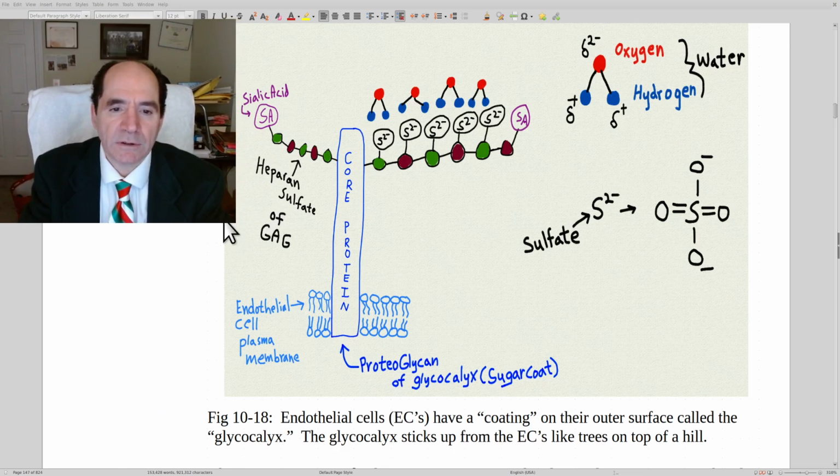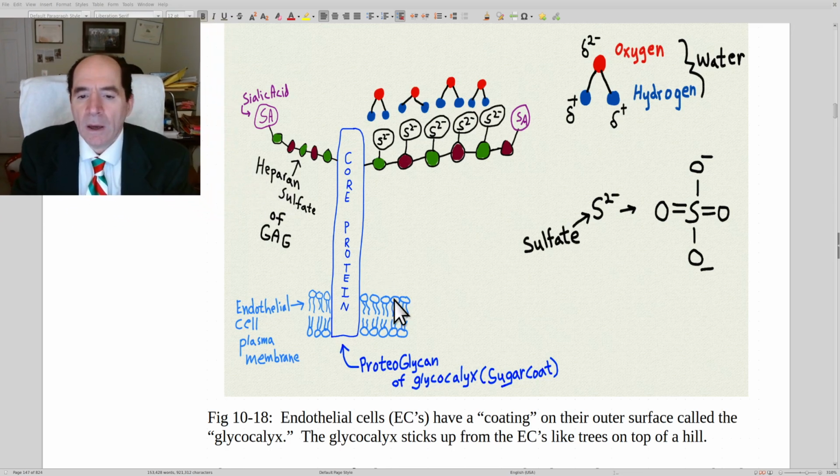Okay, here is a picture of an endothelial cell glycocalyx. And there's a couple things a little bit interesting about it. Okay, so here's your endothelial cell plasma membrane facing the plasma of the blood. The plasma runs right along it. And here is the core protein. And then attached to the core protein are these glycosaminoglycans.